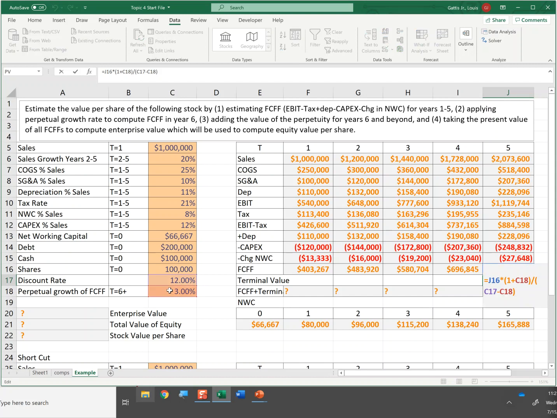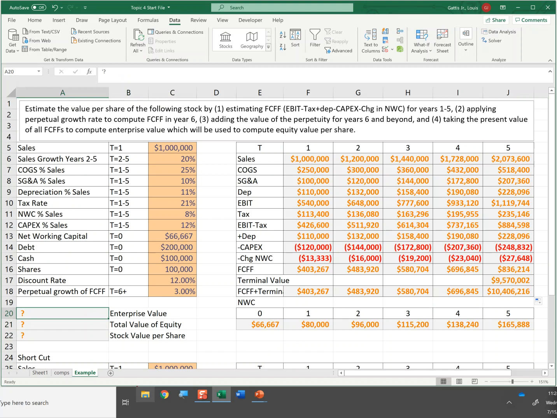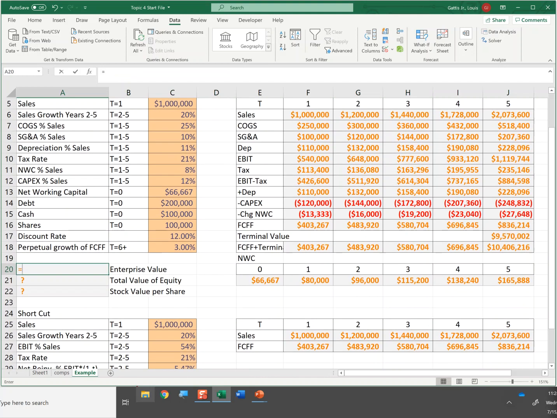I'm not going to take the present value right here, because I will just add these numbers together. So I'm going to add that year 6 to infinity terminal cash flow value, and then I'll do the present value right here. Instead of taking the present value of all these numbers individually, I'm going to use my NPV function. A net present value function is a function which takes the present value of all cash flows, assuming the first one is in year 1.